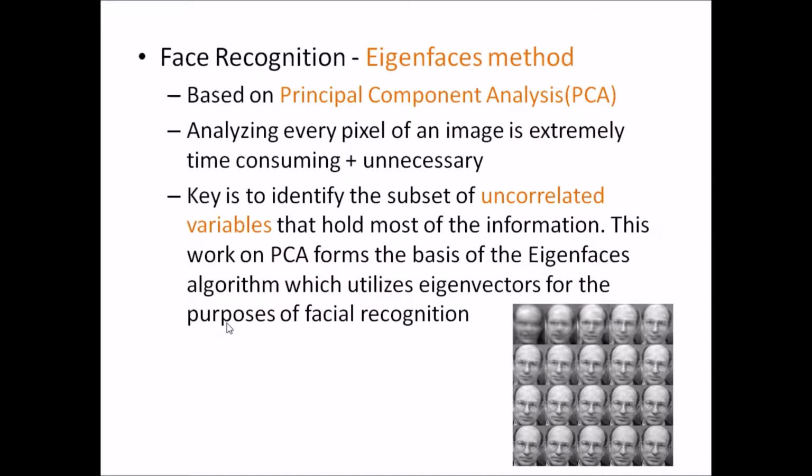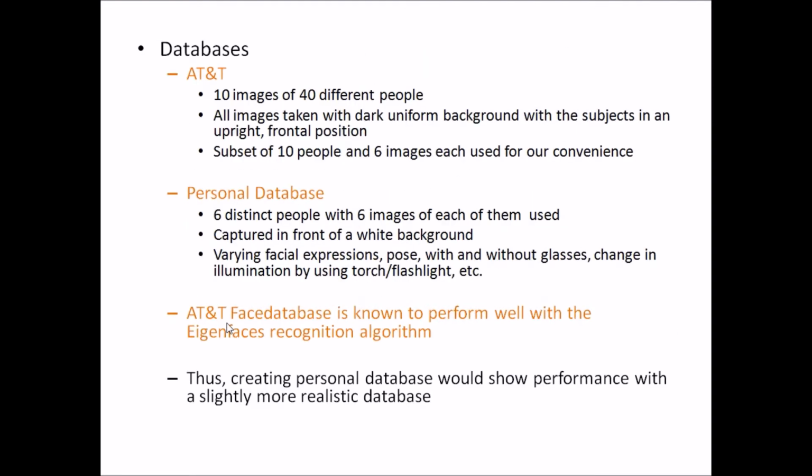And having said that, let's look at the databases that we cover in this project. The AT&T database, or the ORL database, basically has 40 images corresponding to 40 different people, 10 images per person, and they're taken against a dark background and with slight variations.